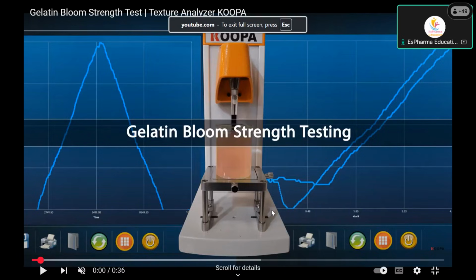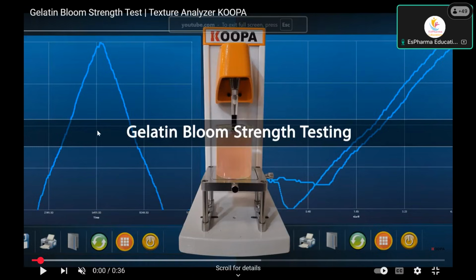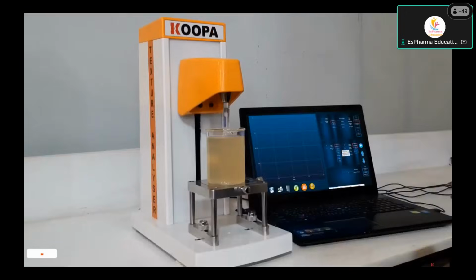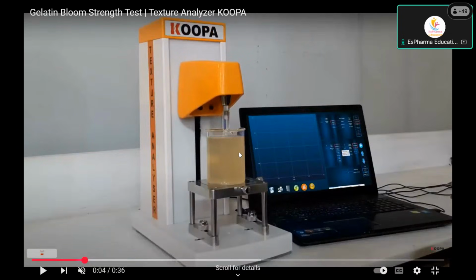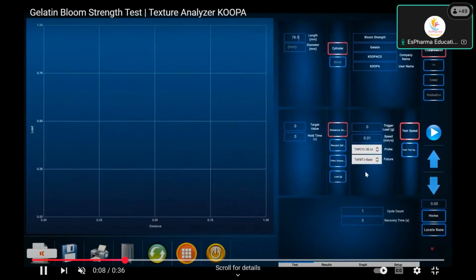You can see this. This is the gelatin solution, and this is the plunger I mentioned. The gelatin solution is made up at a concentration of 6.67% weight by volume and maintained at 10 degrees centigrade. Now we are dipping this plastic plunger, with a diameter of 0.5 inches, to a depth of 4 mm. How many grams of weight is required is called bloom strength. Please see this, it is being calculated.